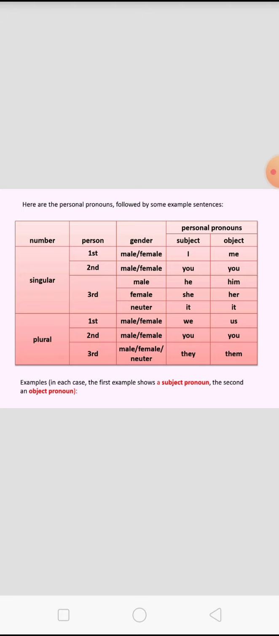Here are some personal pronouns followed by some example sentences. In each case, the first example shows a subject pronoun, the second an object pronoun. Subject pronouns are I, you, he, she, it, we, you and they. Object pronouns are me, you, him, her, it, us, you and them.